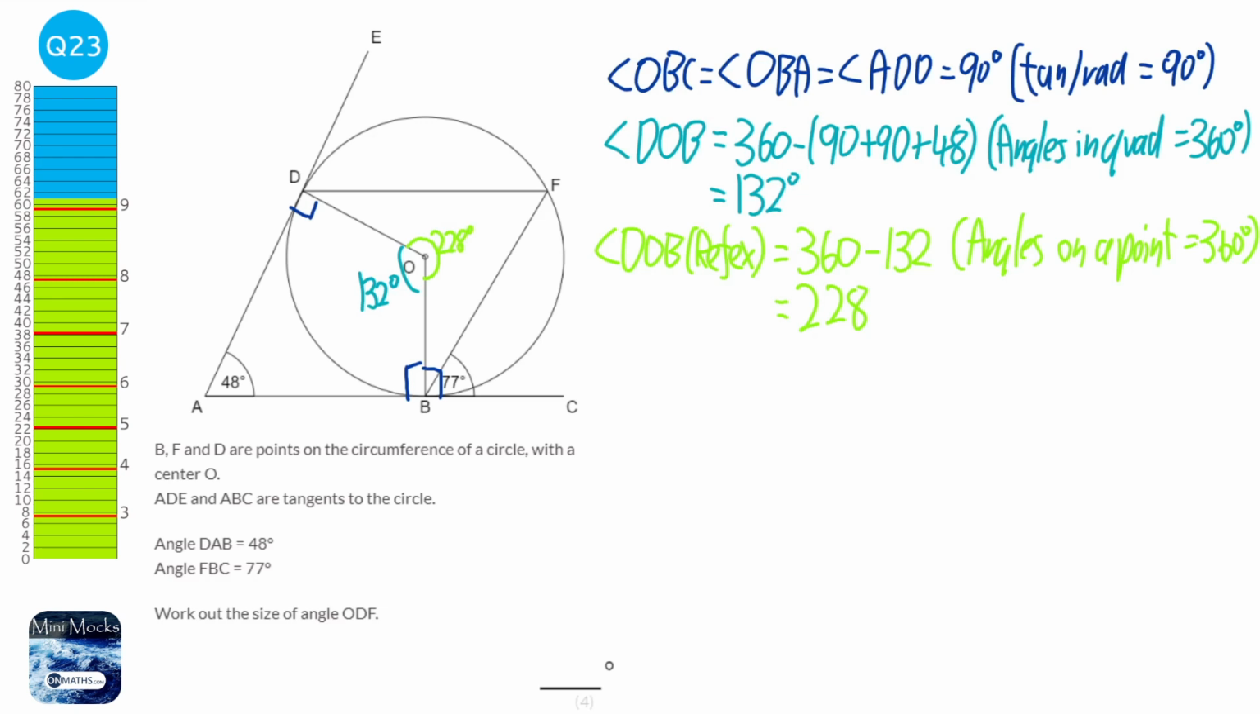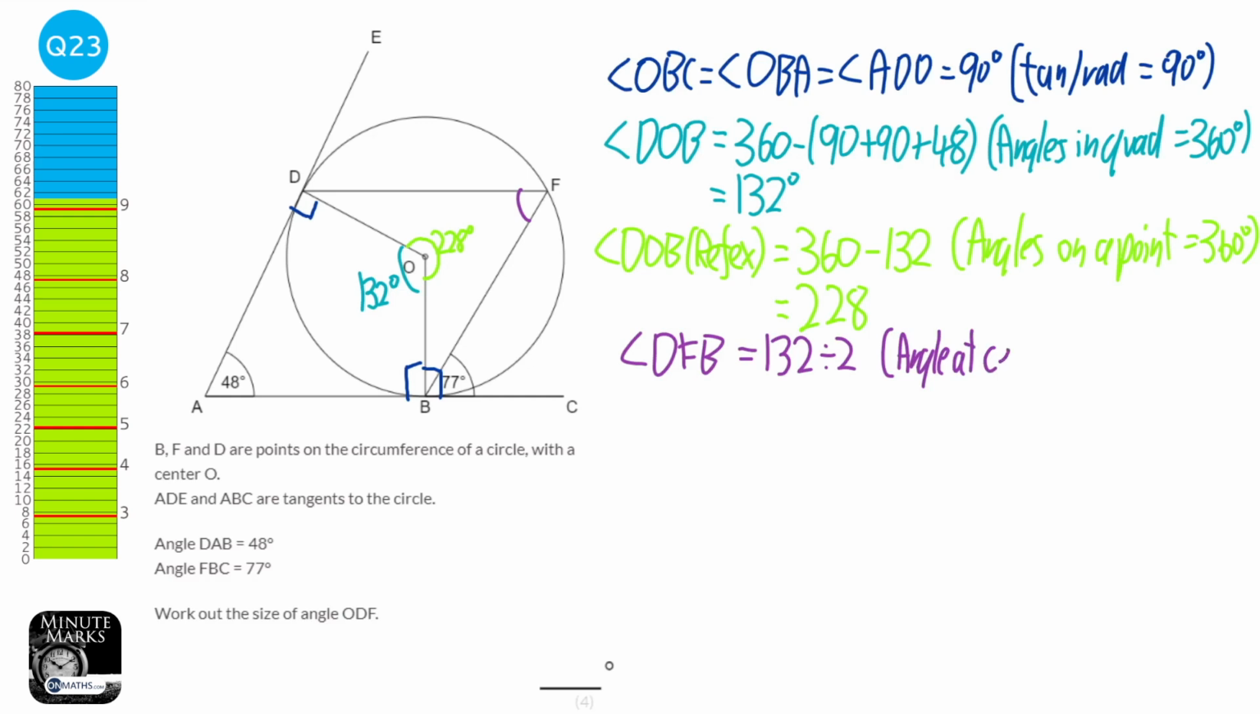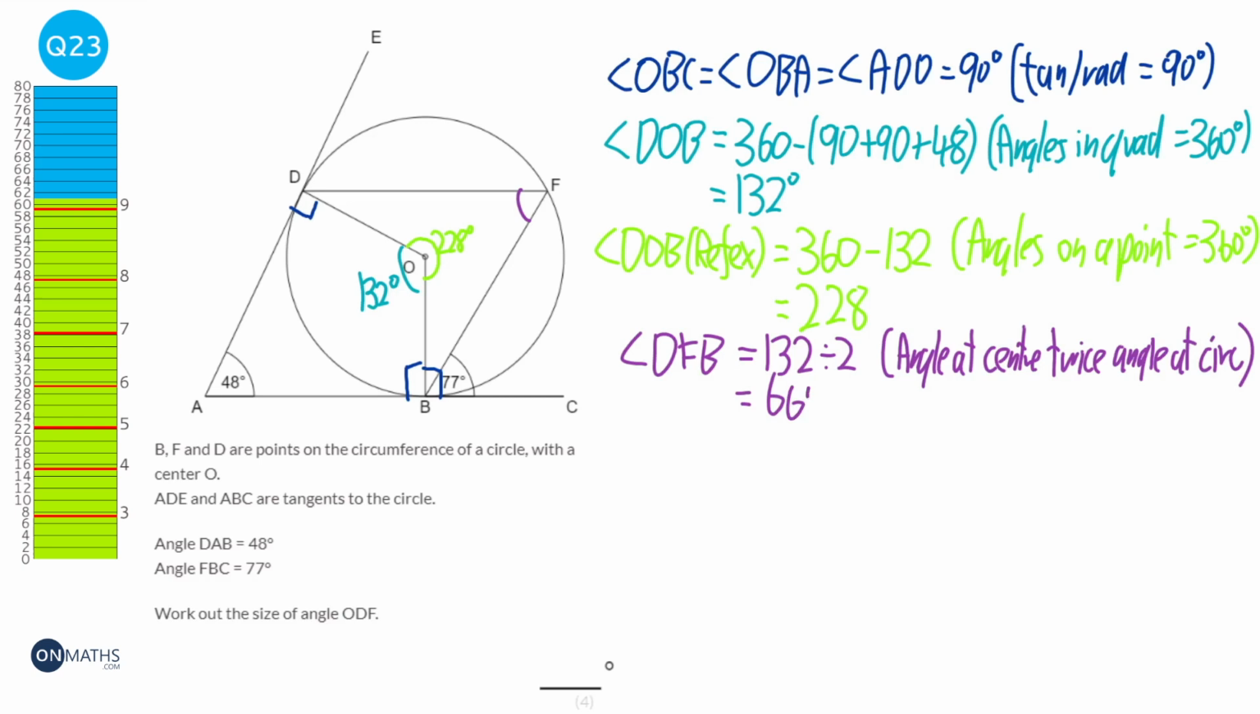Now we can also use the circle theorem to work out this one, because we've got an angle at the centre and an angle at the circumference. And the angle at the centre is twice the angle at the circumference. So angle DFB is going to be 132 divided by 2. Angle at centre twice angle at circumference. Okay, so when we halve that, so 132, we're going to halve it, so that's 66 degrees.